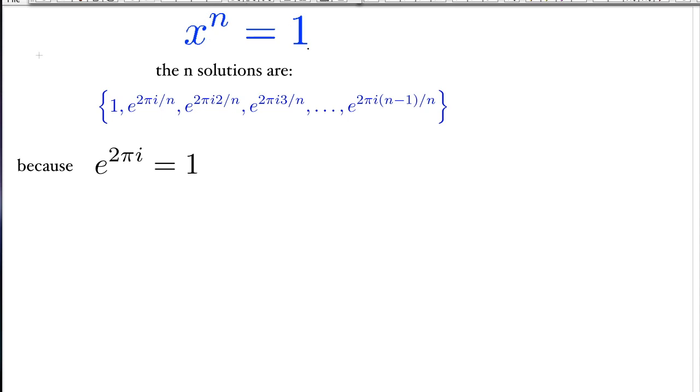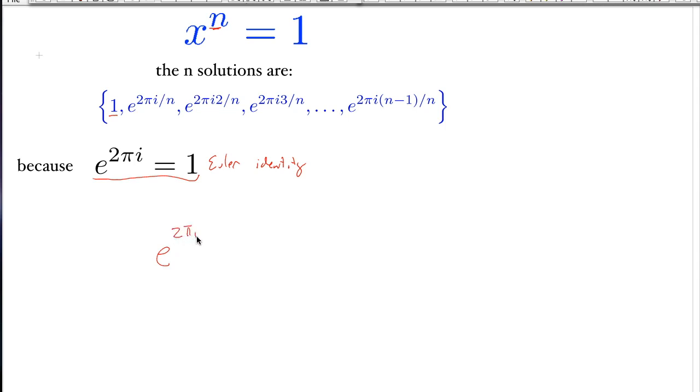Unity means 1, and the roots mean what are the nth roots of unity. Things that when you raise to the nth power come to 1. Now we had already identified one of them, which is 1, and here are the other ones. In fact, here is a complete set: 1, e to the 2 pi i over n, e to the 2 pi i times 2 over n, etc., all the way up to e to the 2 pi i times n minus 1 over n. And the reason these are the roots of unity is because of this Euler identity.